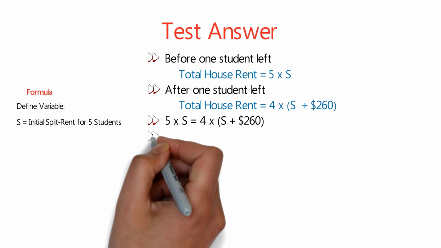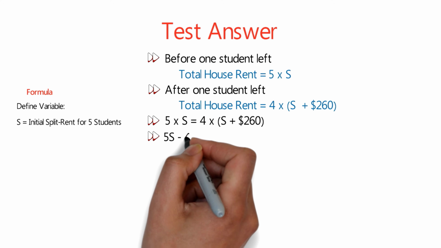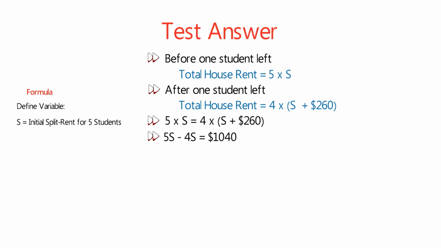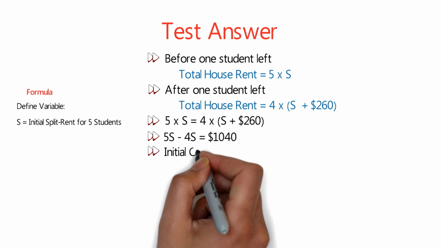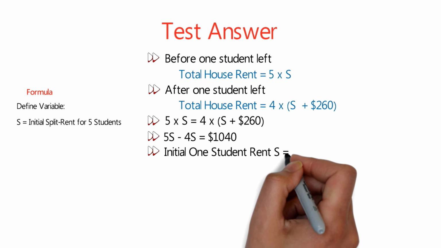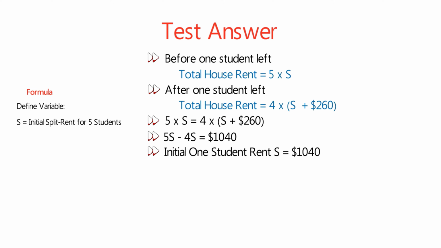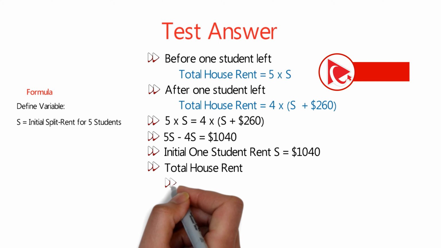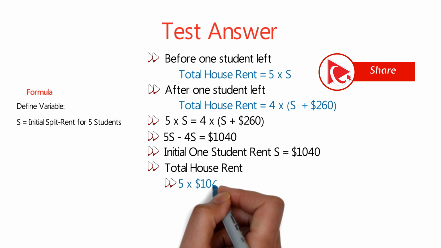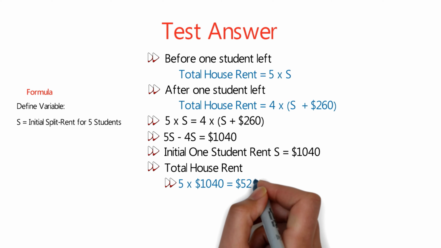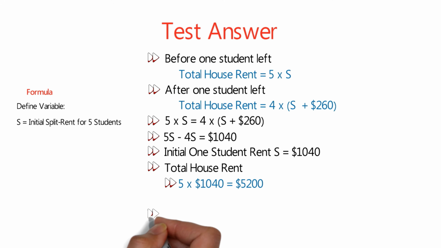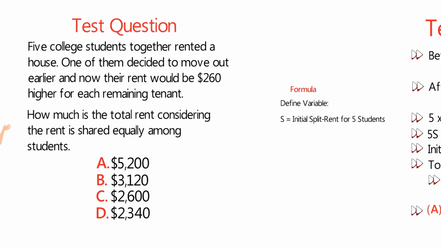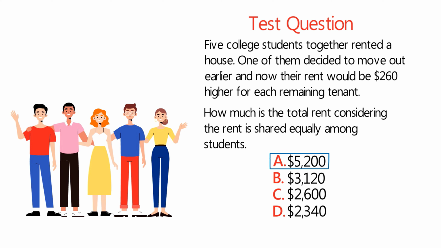Once we simplify it, we'll get to the equation 5S minus 4S equals $1,040, which means that S equals $1,040, which represents the initial one student rent. To calculate total house rent, we need to multiply 5 by $1,040 and the result will be $5,200. So the answer is choice A, $5,200. Hopefully you've nailed this question and now know how to answer similar questions.